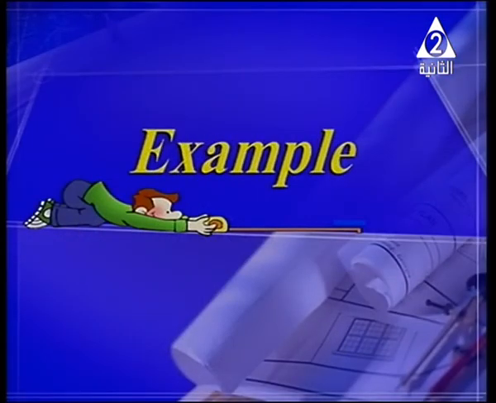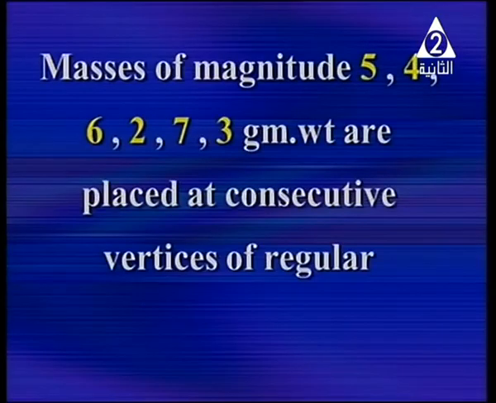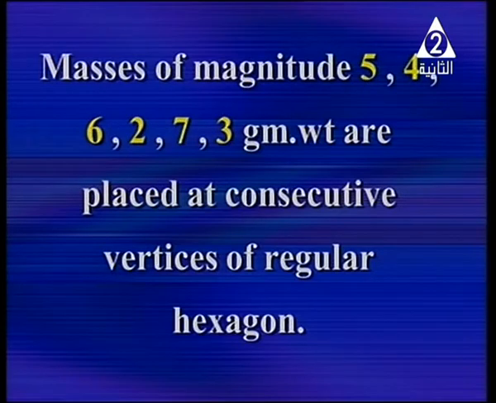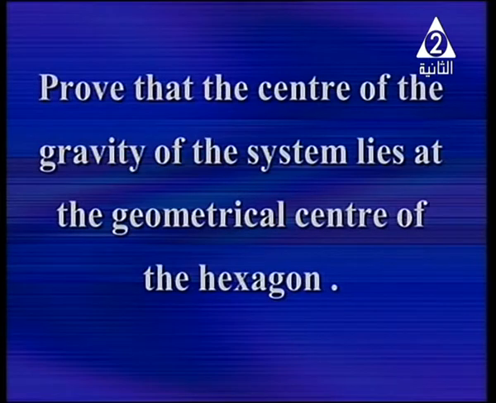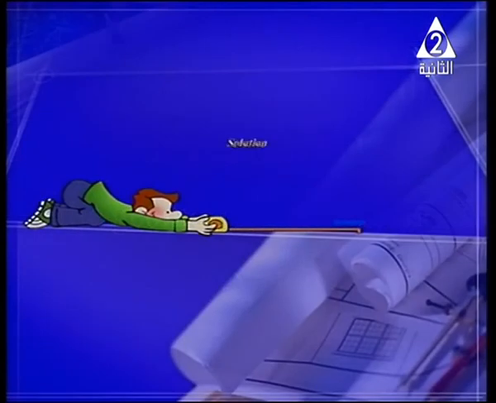Now we move to an important example. Dear student, masses of magnitude 5, 4, 6, 2, 7, 3 gram. How many? 6 masses. 5, 4, 6, 2, 7, 3 gram are placed at consecutive vertices of a regular hexagon. Prove that the center of gravity of the system lies at the geometrical center of the hexagon. Solution.